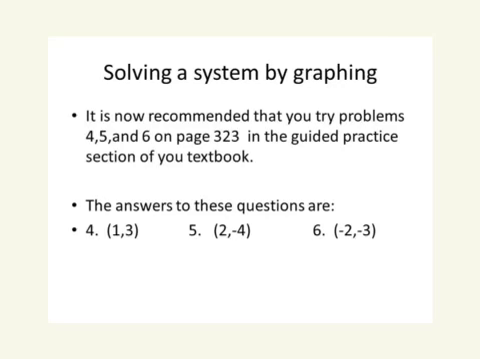The only one I need to make a change to is number 6. Number 6, it is not negative 2, negative 3. Number 6 is one that does not intersect at an exact coordinate. Number 6 is what we call an approximate solution, and you're going to find that number 6, if you graph it correctly, should intersect at negative 1 4/5.